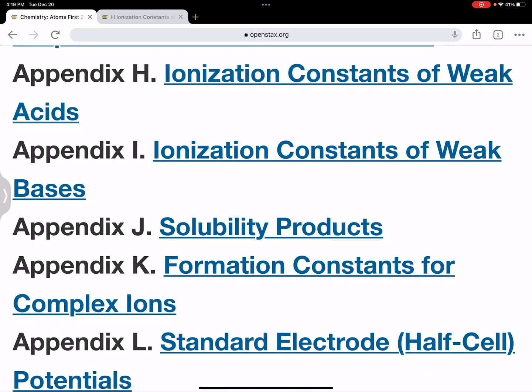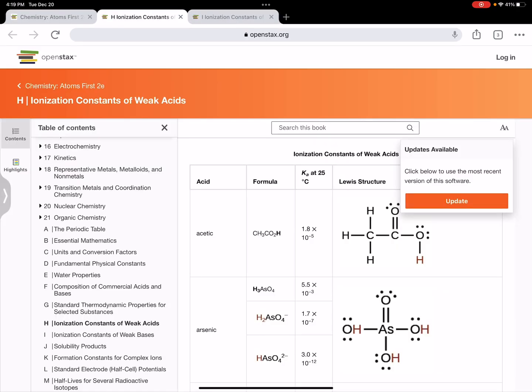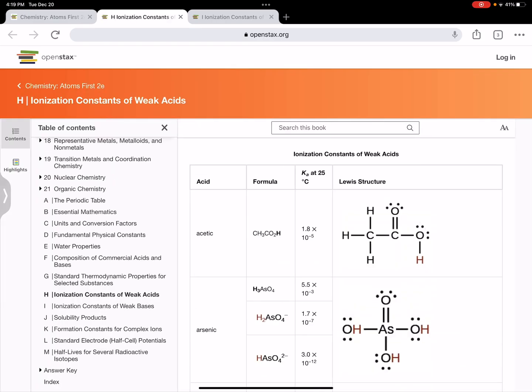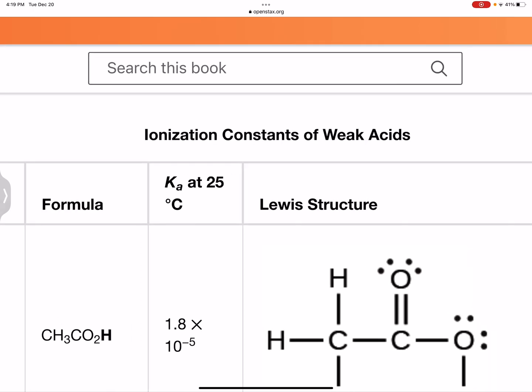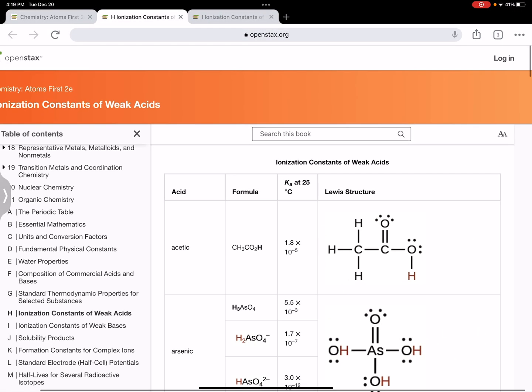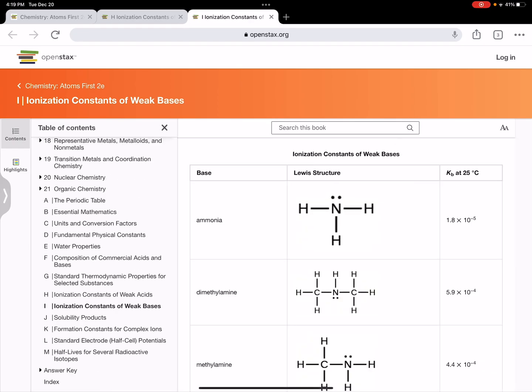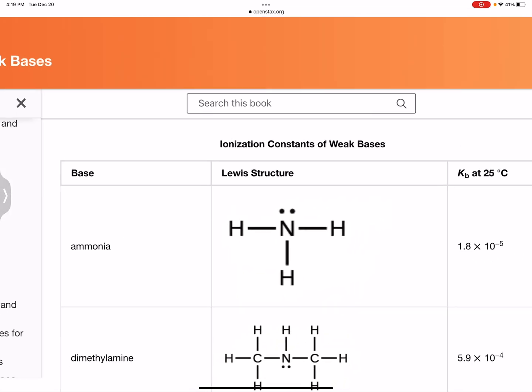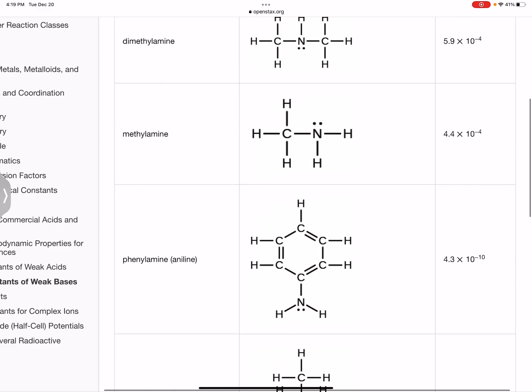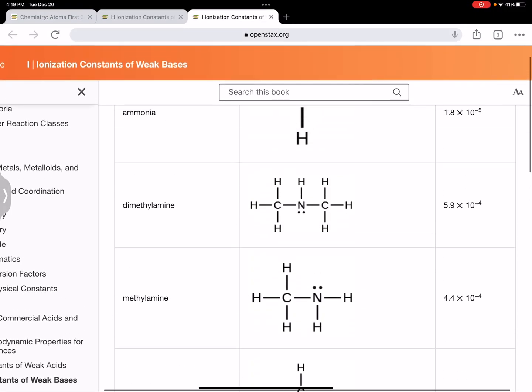So here's H, and I'm going to go ahead and also open up I. And notice the difference between these. Notice at the top it says ionization of weak acids, so this is our weak acid chart. And this one is ionization of, again, weak bases. Notice that these are all going to be bases, and if you scroll, these are actually all nitrogen compounds. There aren't that many in that list.